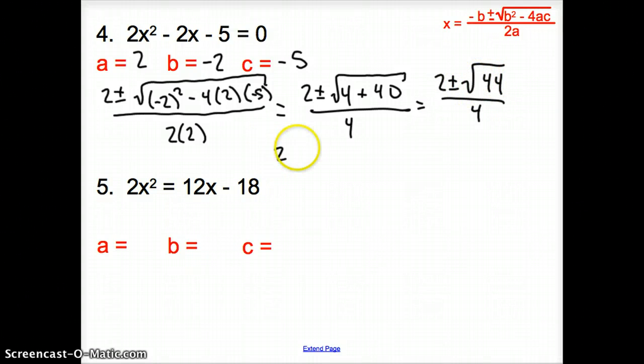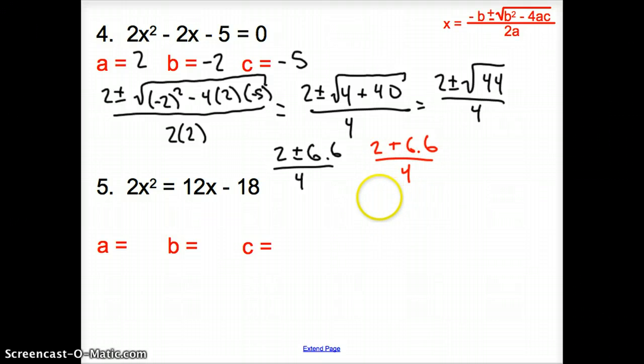Here we have 2 plus or minus 6.6 all over 4. Now, if it does not come out nice, that's fine. Let's round to the tenth. There's going to be some problems today where we'll have to round to the tenth, so that's one digit after the decimal. Now let's just go ahead and solve this. We get 2 plus 6.6 over 4 and 2 minus 6.6 over, you guessed it, 4.